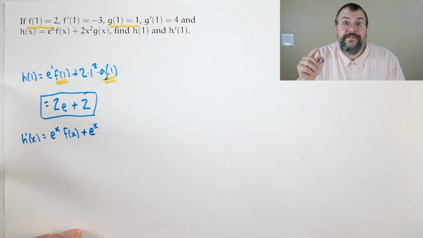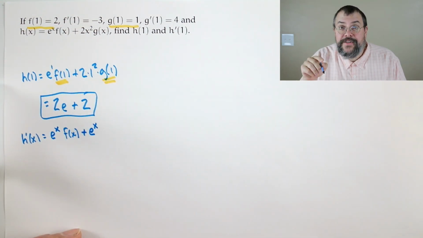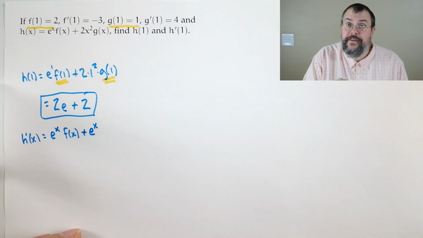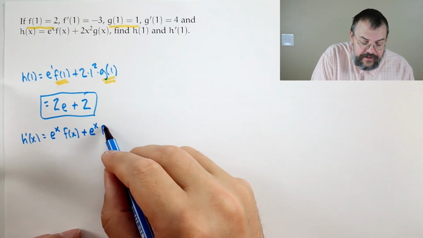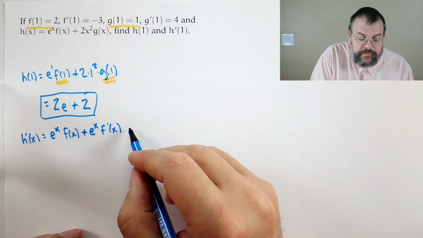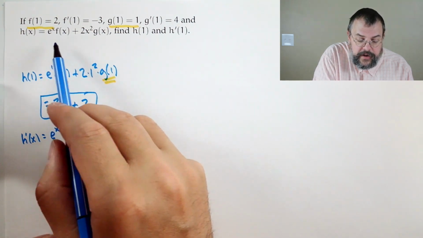Now, what is the derivative of f? The answer is the derivative of f is the derivative of f. So we just write down what the notation is. It's f prime of x. Okay, so that's the first part.